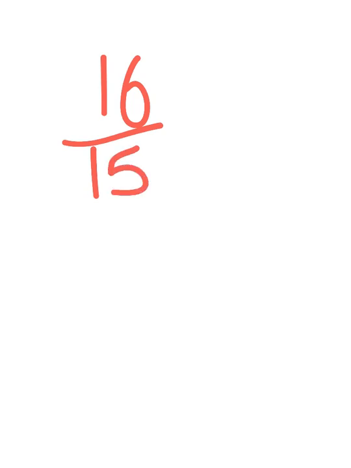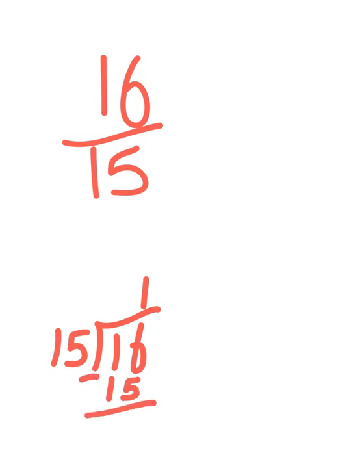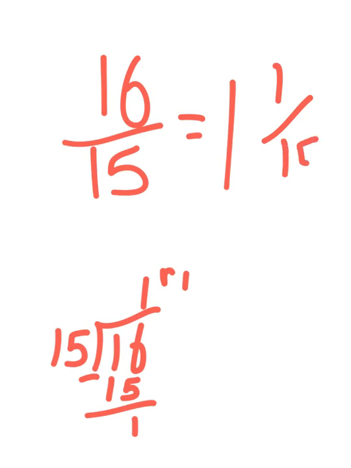We can change that fraction, 16 over 15, into a mixed number by taking 16 and dividing it by 15. 15 goes into 16 one time. 1 times 15 is 15. Subtract it, and we come up with a 1. Our remainder is 1. So if you want to make this a mixed number, it is 1 and 1/15, right?